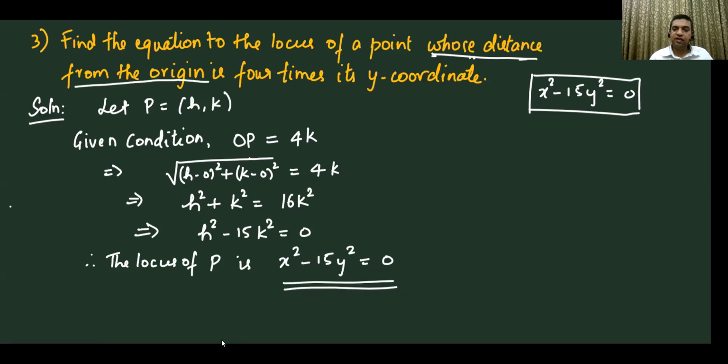Later you will learn this represents pair of two straight lines. It's a pair of lines. In the next chapter you will understand this. Taken down, everybody? Yes, sir.